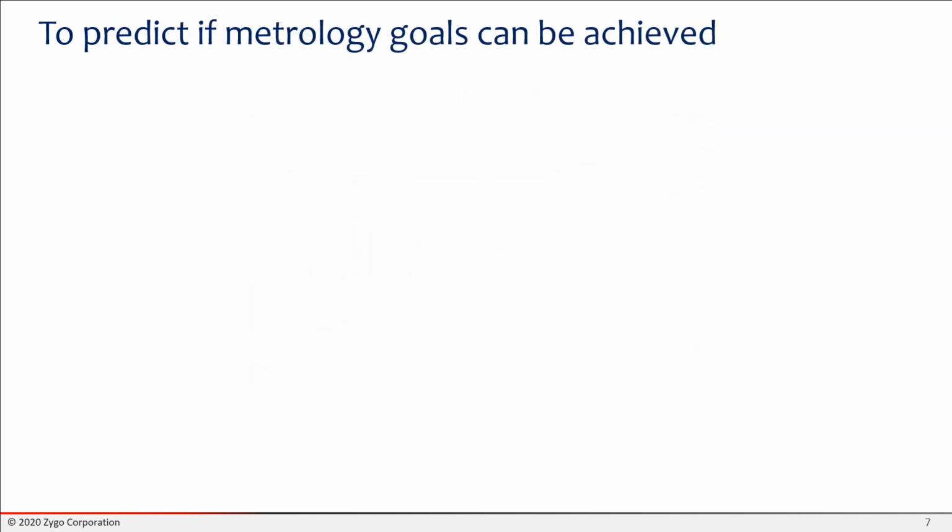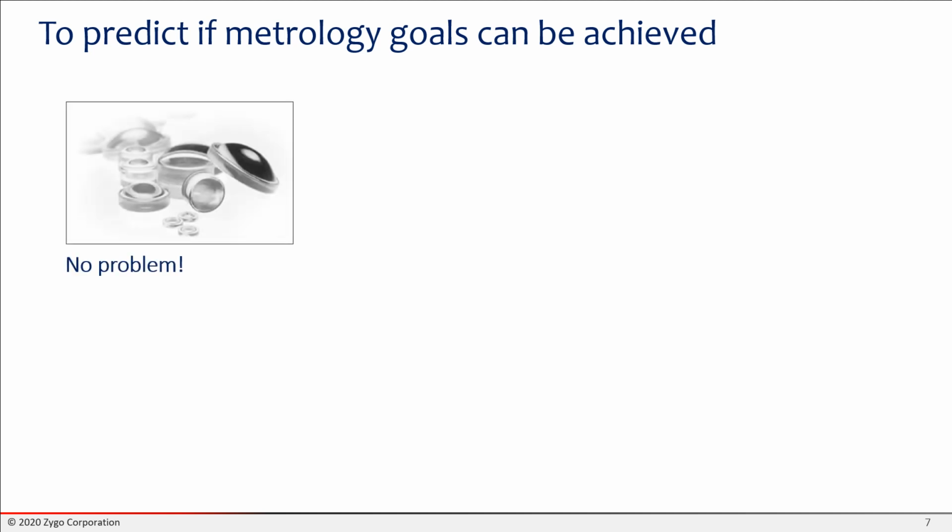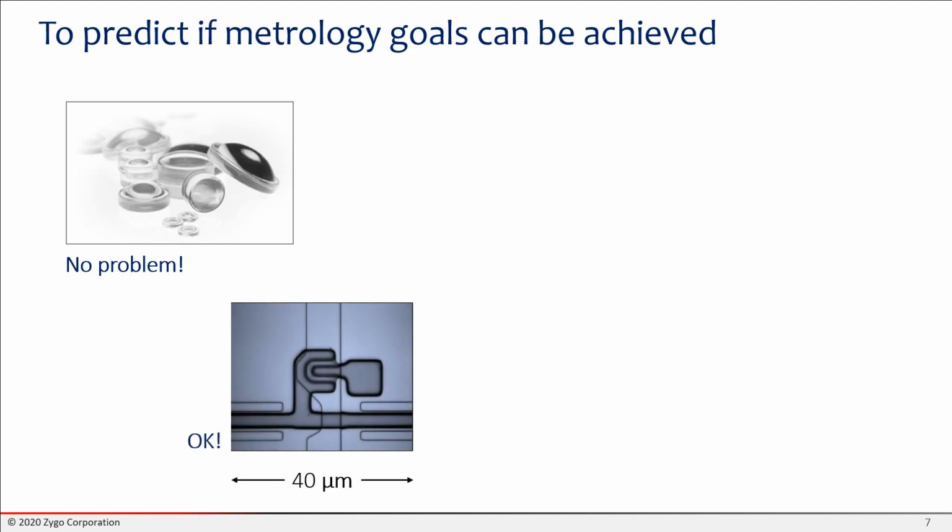A good reason to have an interferometer model is to be able to predict if metrology goals can be achieved before you even try and make a measurement. For example, we expect that little lenses like this, we should be able to measure those no problem. Even if there's some steep slopes here, there is a solution. For something a little smaller, like this thin film transistor on a display, that's only 40 microns wide for the field of view, but you can measure that in an interference microscope.